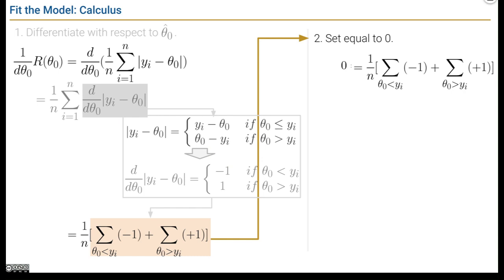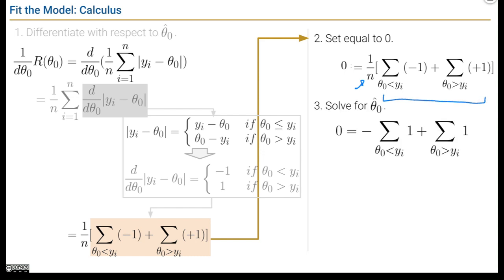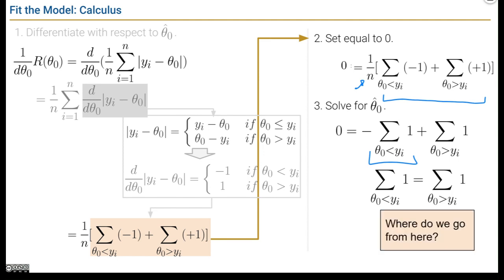Set it equal to 0, and now I can realize the coefficient out front's never going to be 0. So I'm basically setting this equal to 0. And that's going to be equivalent to moving this sum over to the other side. And so I'm looking for when these two sums are equal. Now this seems a little tricky. We haven't done something like this before. So where do we go from here? What does this really mean?